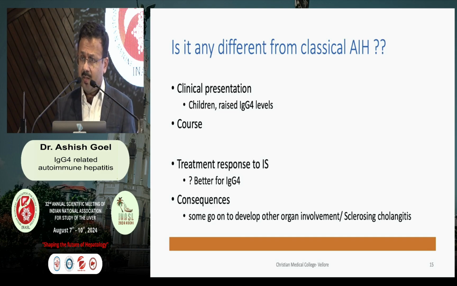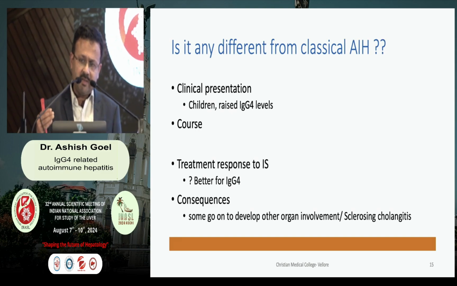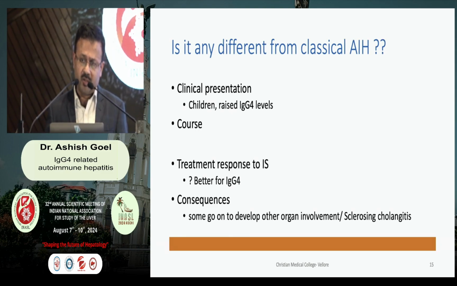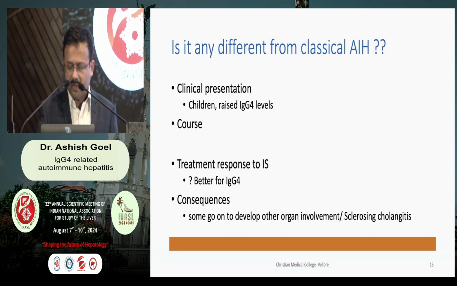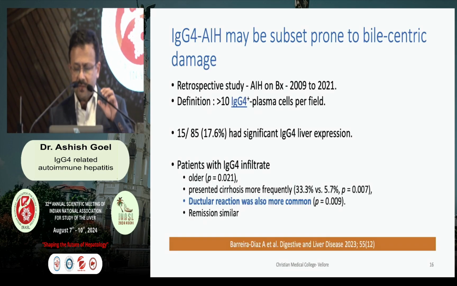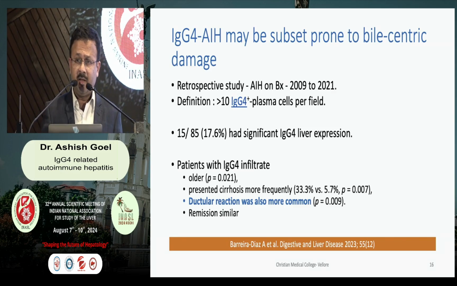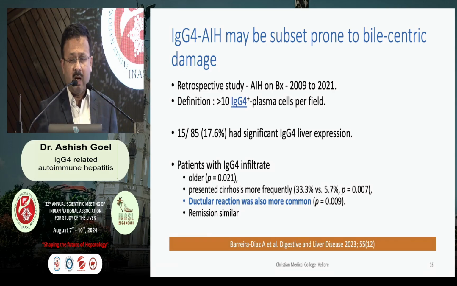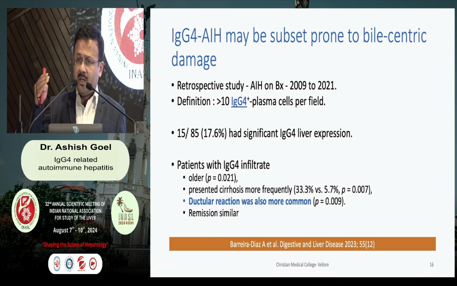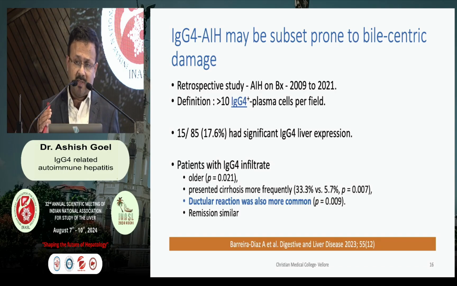Are there any long-term consequences of IgG4 related autoimmune hepatitis? As I said, the first case at least showed a progression towards sclerosing cholangitis. So that is something that we have to keep in mind. This is one such study where they looked retrospectively at their cohort of patients who had AIH on biopsy, and over a 12-year period they had around 85 patients, and they retrospectively tried to figure out whether they were IgG4 positive, and they defined it as greater than 10 IgG4 plasma cells per field.